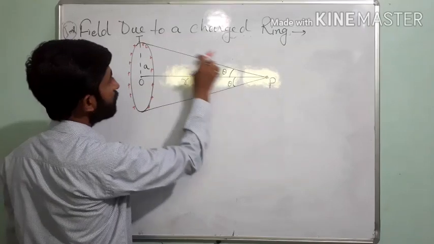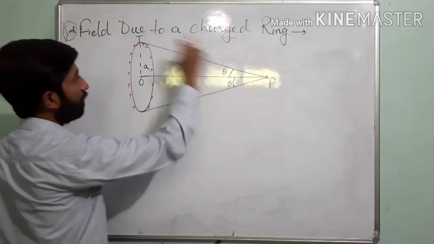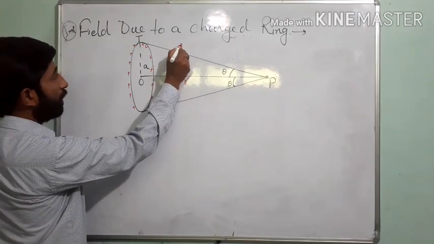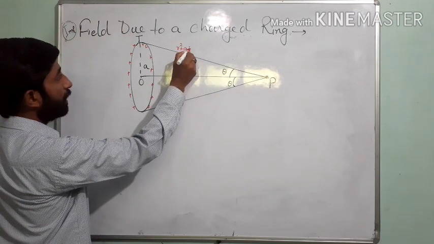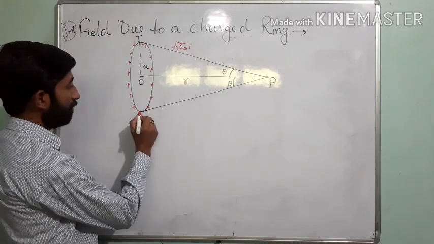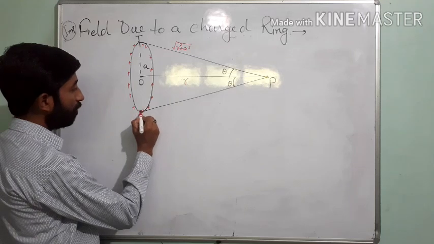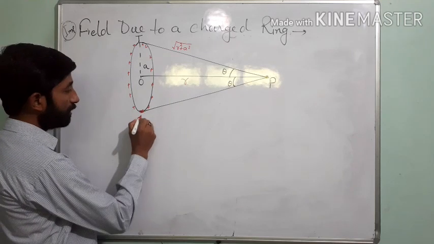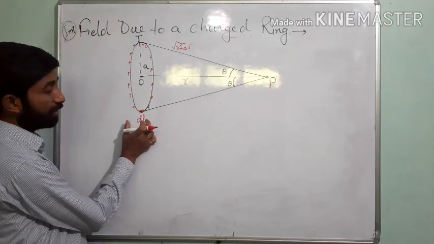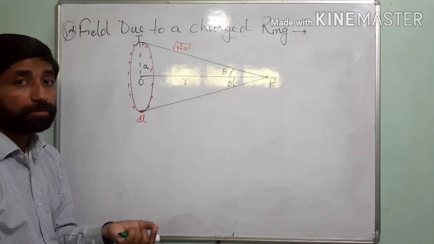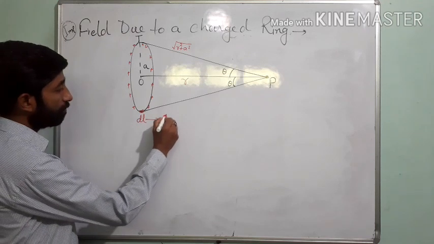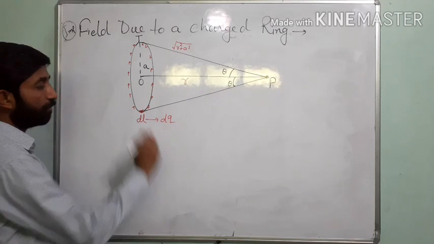Now this distance will be the hypotenuse of the triangle OPQ, that will be equal to the square root of R square plus A square. Now imagine a very small part of that ring whose length is dl. And this dl segment will have a very small quantity of charge in it. First we shall find the charge contained by this small segment.